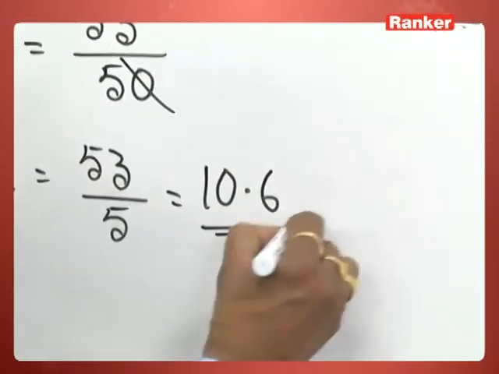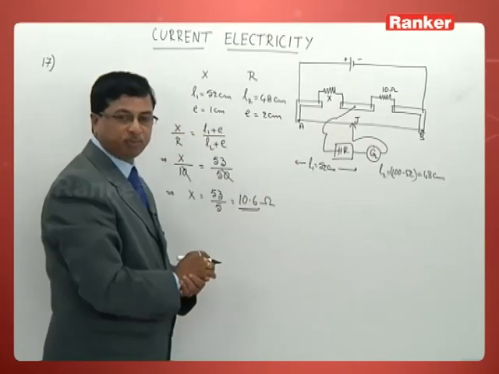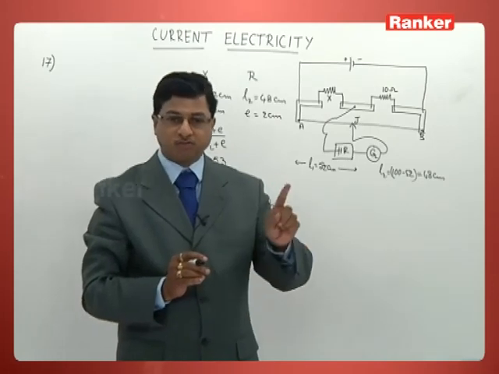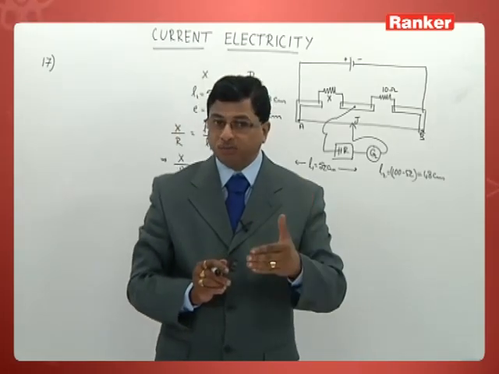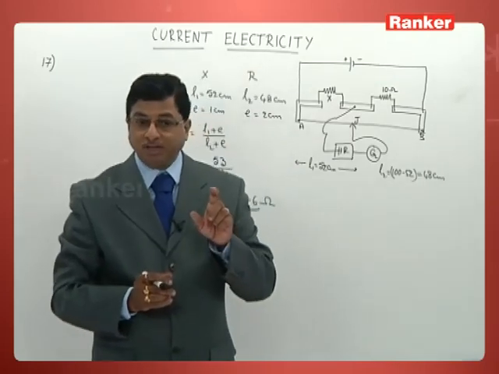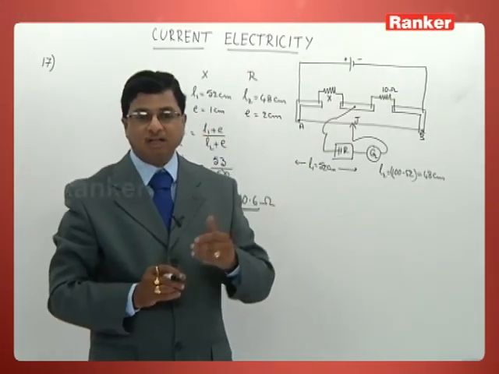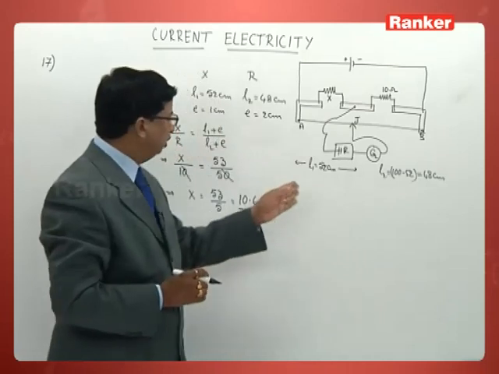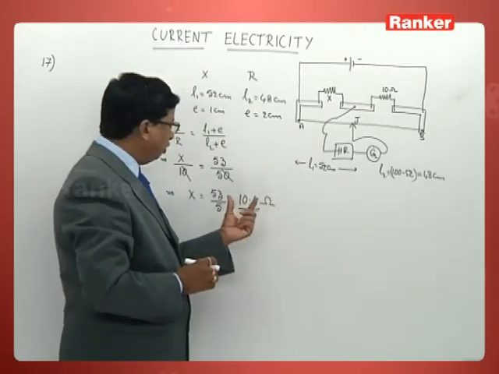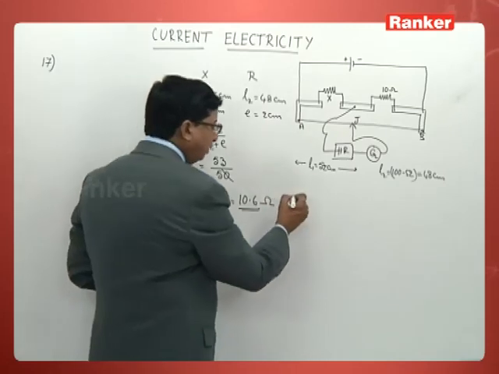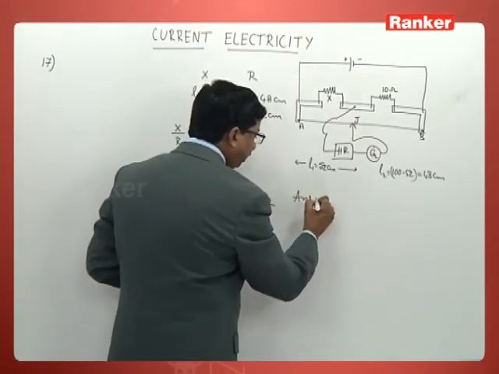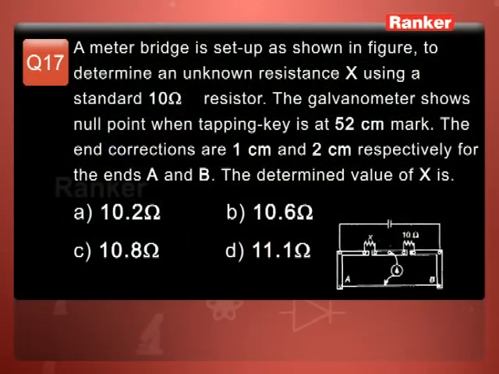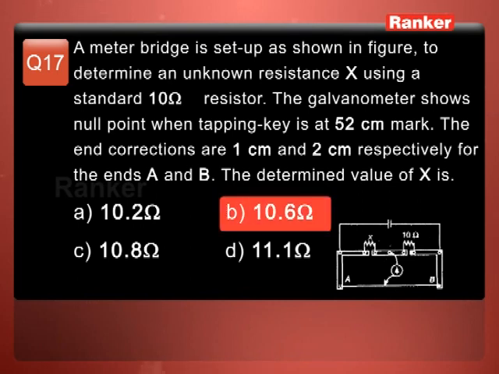10.6 ohm you will be getting. So look at the options carefully. 10.2 ohm is the first option, 10.6 ohm the second option, 10.8 ohm the third option, and 11.1 ohm the fourth option. So which is the correct option here? You can directly understand, it's now 10.6 ohm. That means the value is tallied with the second option in the given problem. So the correct answer for this particular question is B.